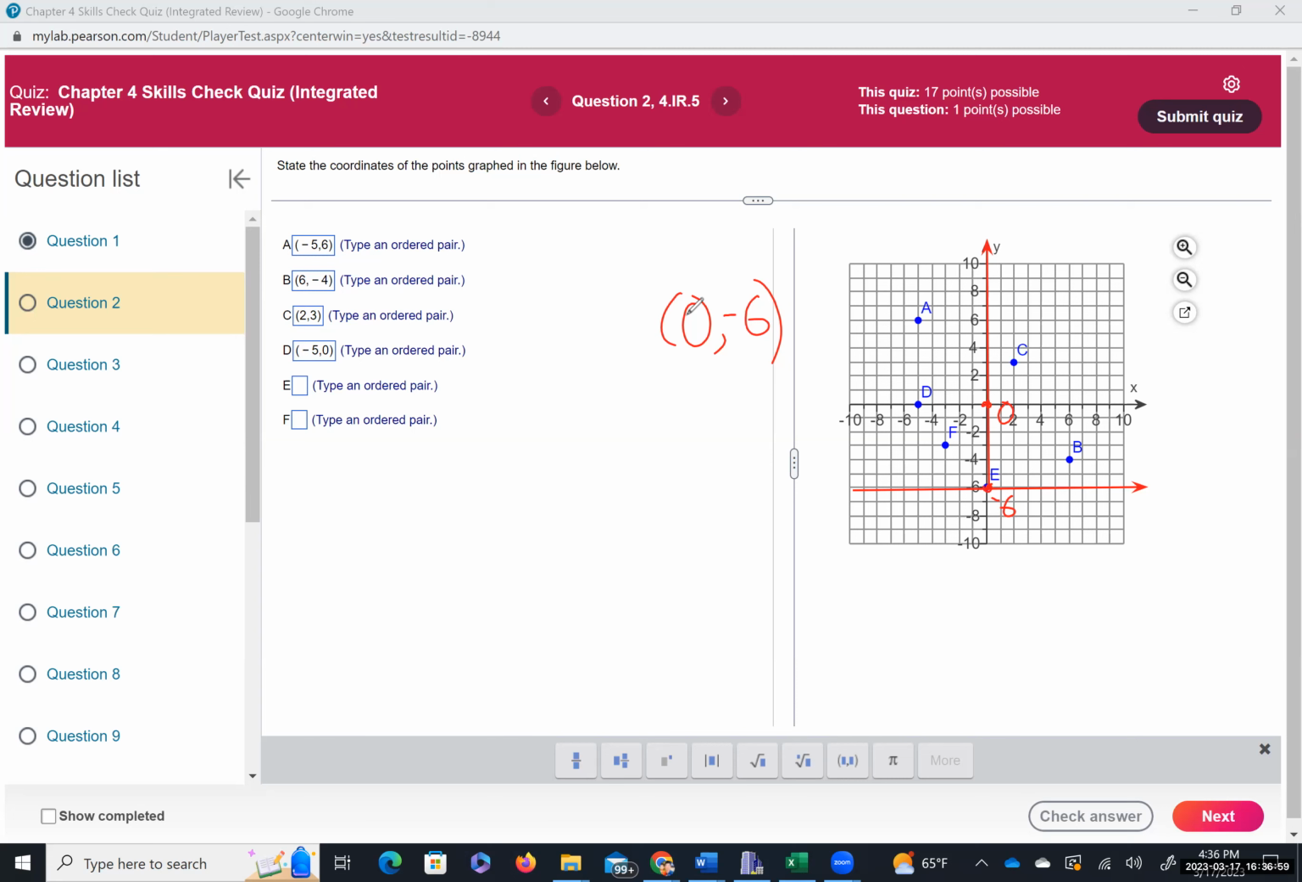By the way, I want to tell everyone that on the left hand side, we're going to have negative values for the x-axis, and on the bottom part you will get negative values for y. So E is going to be (0, -6), and F will be -3 and -3, and that should be it.